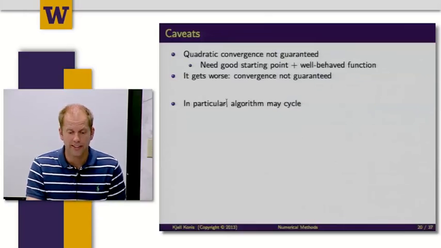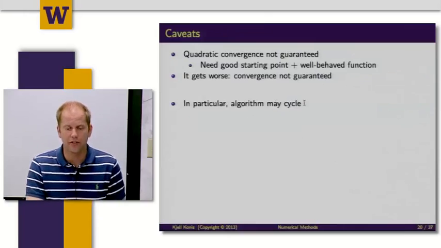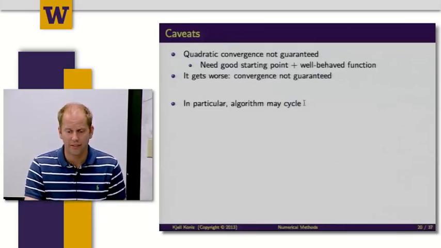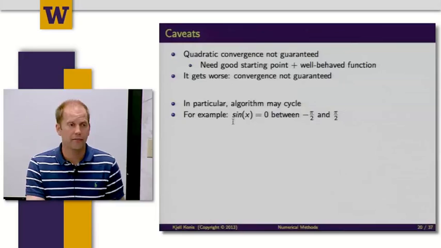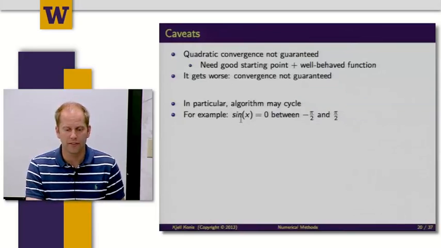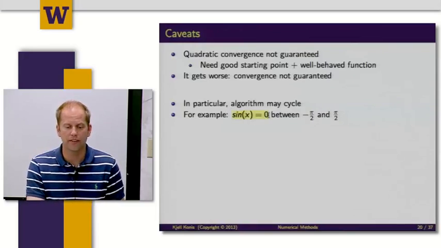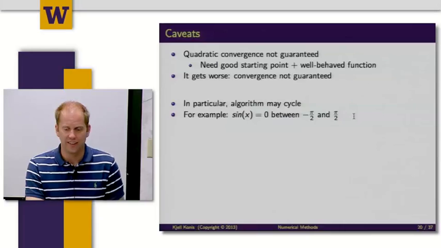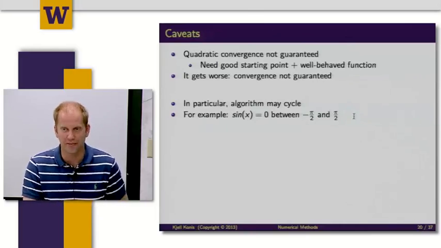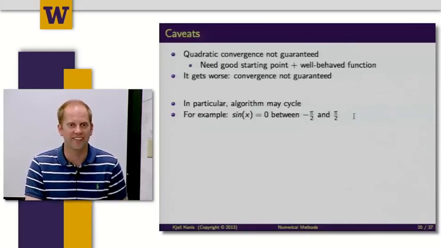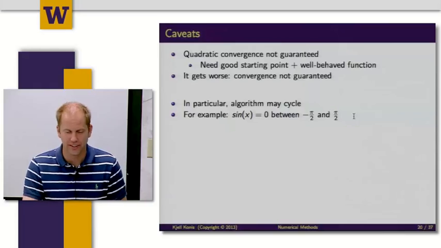So in particular, the algorithm can cycle. And what I mean by cycling is, it's best just to show with an example. Suppose I'm trying to find out where sine x is equal to 0 between minus pi over 2 and pi over 2. Everybody knows that it's at 0, right? So this is something we shouldn't have to solve numerically. I'm just using it as an example of what can go wrong if you did.